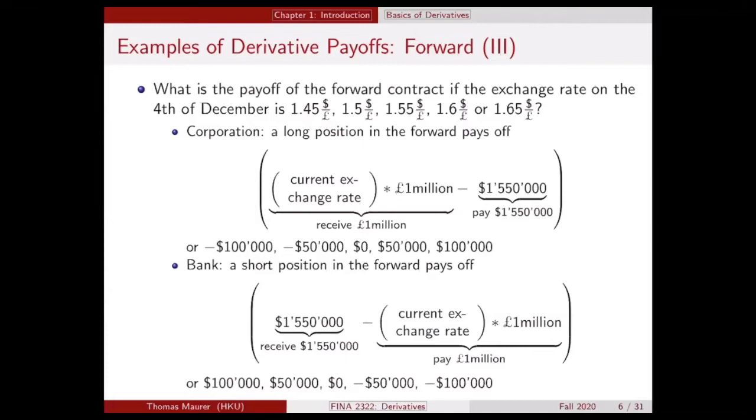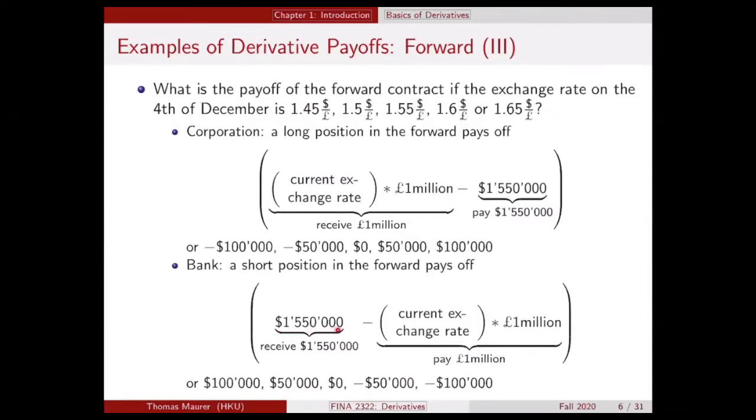Now, let's just for completeness look at some other values. What happens if the exchange rate is 1.5 US dollars per pound? Well, in this case, the corporation has a long position. They have to again pay 1.55 million US dollars. They receive 1 million pounds worth now 1.5 times 1 million, so 1.5 million US dollars. Again, if you look at that difference, that still amounts to a loss of $50,000. On the other side, the bank, as the short position, has to deliver the 1 million pounds, which is worth 1.5 million US dollars.